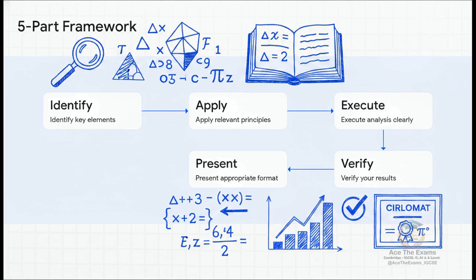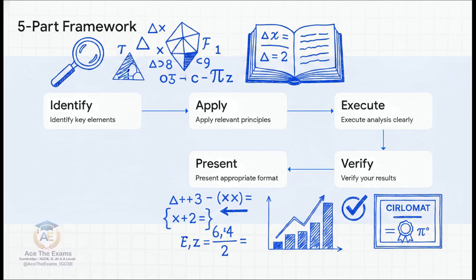This is where so many students drop marks. Check your calculated roots against the given domain in the question. Reject any invalid solutions explicitly. Step 5, present format. State your final answers clearly in the exact format requested. Did they ask for radians, degrees, exact surd form, 3 significant figures?